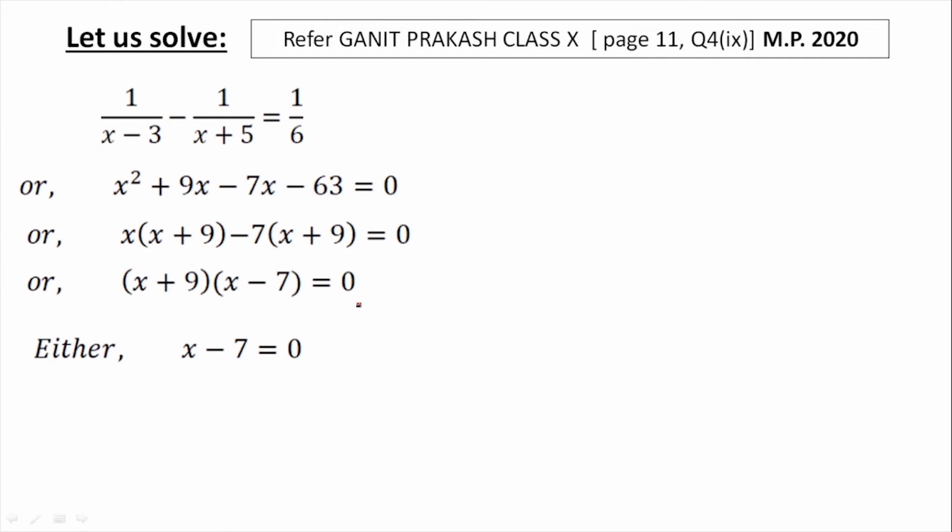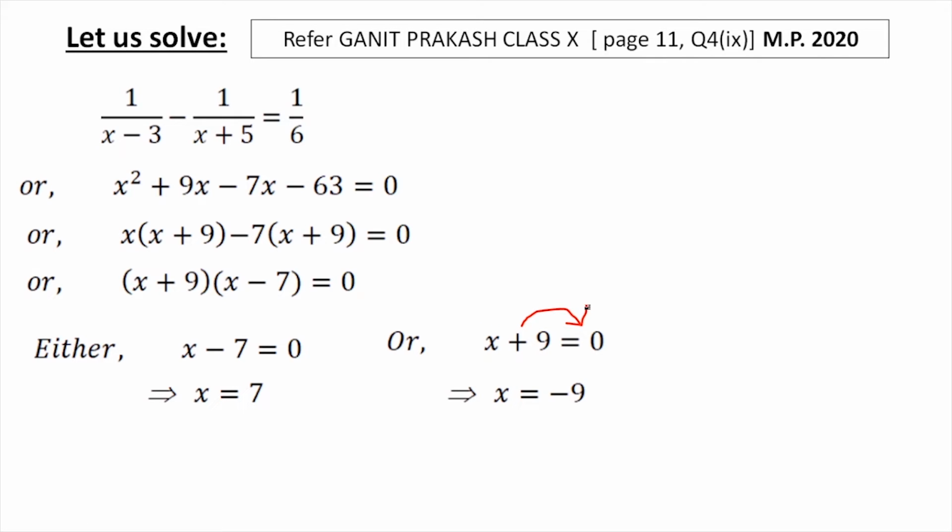Now either x minus 7 is equal to 0, so taking 7 onto the right hand side, we get x equals 7, or x plus 9 is equal to 0, taking 9 onto the right hand side, we get x equals minus 9. So what are the values of x? The values of x are minus 9 and 7. 7 and minus 9 are the two values of x. So this is how we solve this equation.